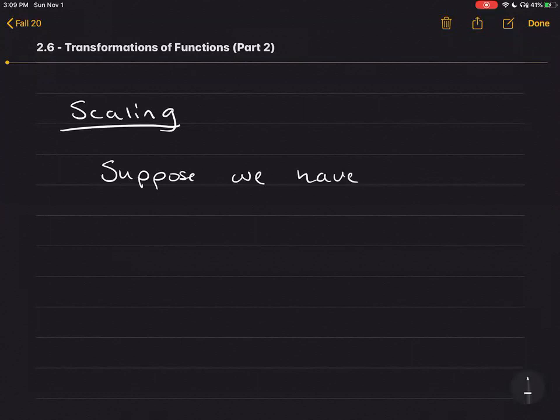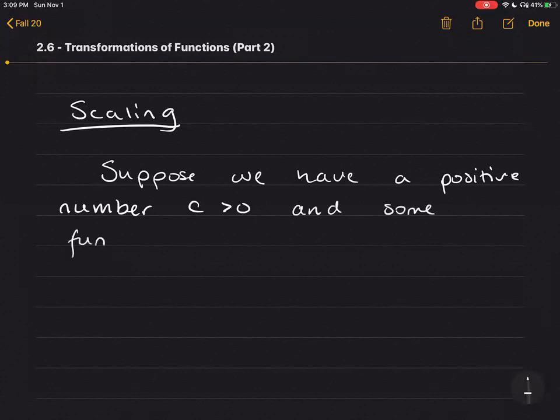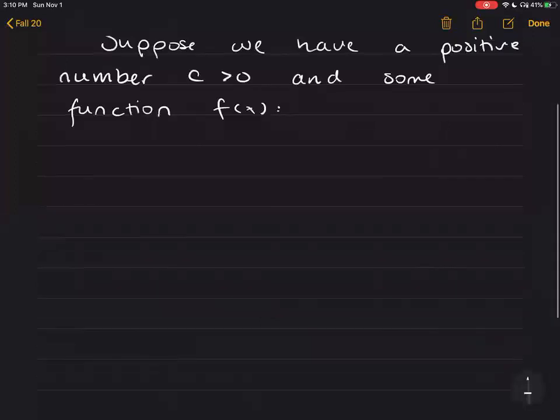Okay, so to start off, let's suppose we have a positive number c, so we want it strictly greater than 0, and some function f of x. All right, so let's look at our scaling guidelines here.